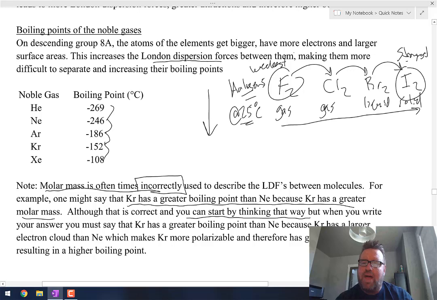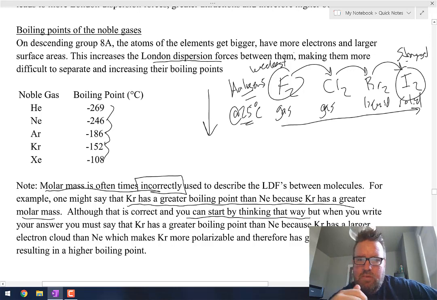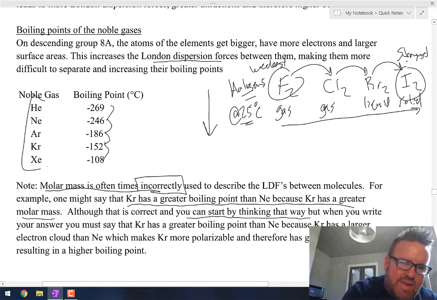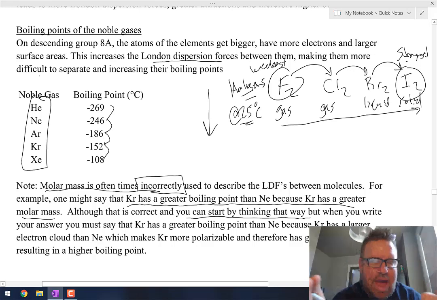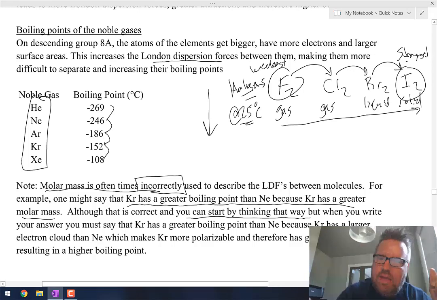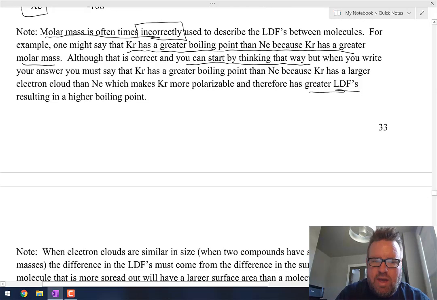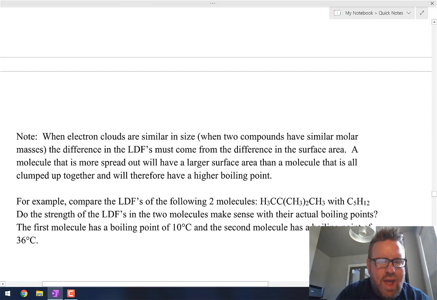And how would you describe that? I2 has the strongest London dispersion forces because it has a larger electron cloud than the other three. Therefore, it's more polarizable, and the strength of the LDFs is greater in I2. So anytime you have an atom by itself, helium atoms, neon atoms, those are not bonded with anything. Those are nonpolar. Anytime you have molecules that are nonpolar, you're always going to talk about London dispersion forces. Now, let's talk about surface area.